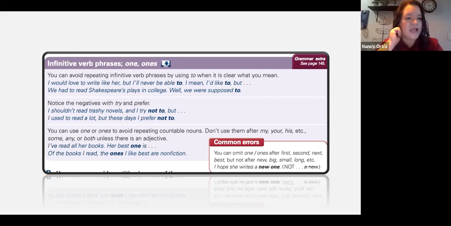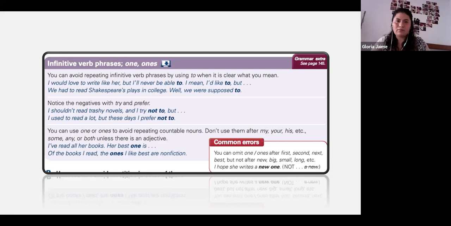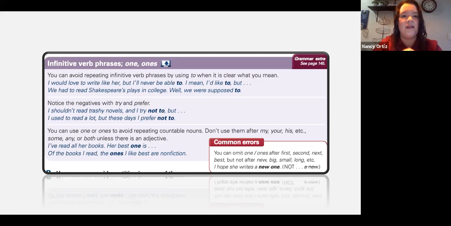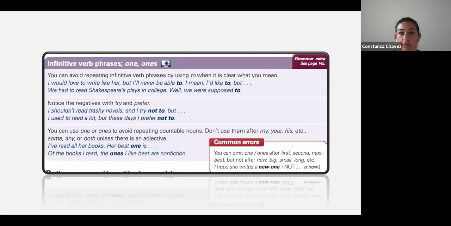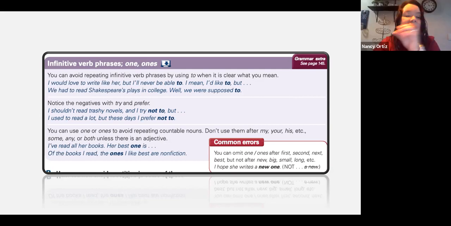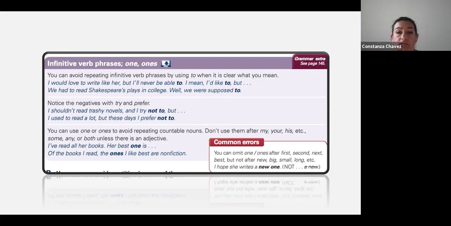For example, Constanza, can you read the first example in blue? I would love to write like her, but I'll never be able to. I mean, I'd like to, but... Excellent. So here we're using to twice to replace something, not to repeat. The first two, Constanza, what's replacing? Or what is the meaning that is hidden? Write like her. Right, like her.